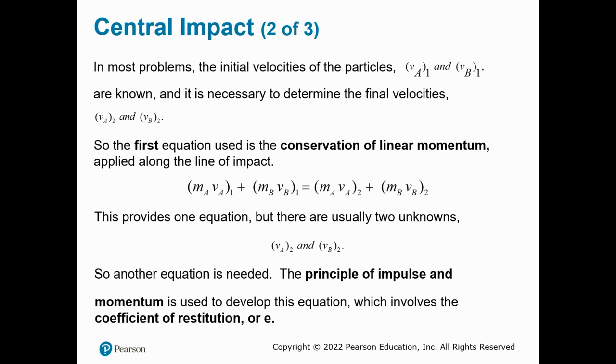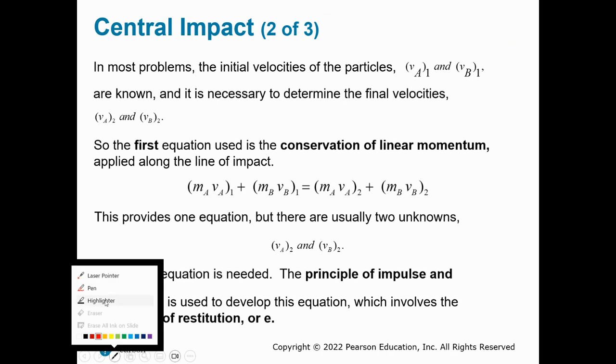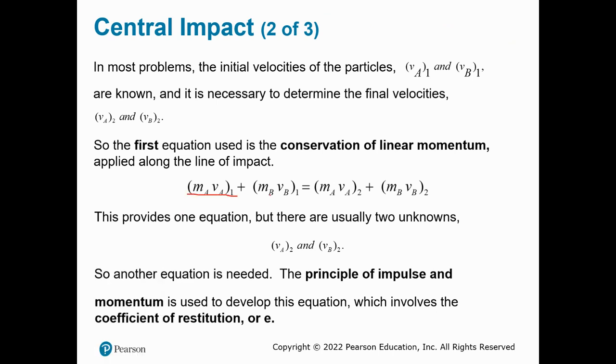Basically, the first equation says conservation of linear momentum. The initial linear momentum for all the particles together, particle A and particle B, equals the sum of linear momentum of particle A and particle B after the collision. Before the collision, the total linear momentum equals the total linear momentum after the collision. This equation usually has two unknowns. That means we need one additional equation.